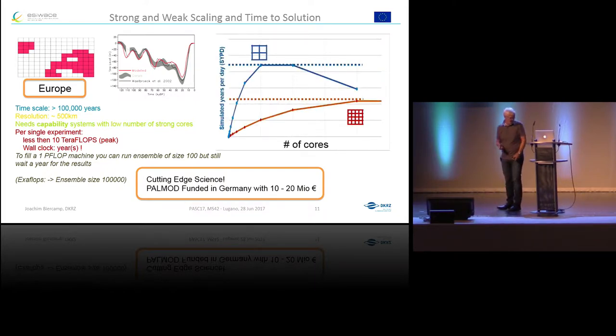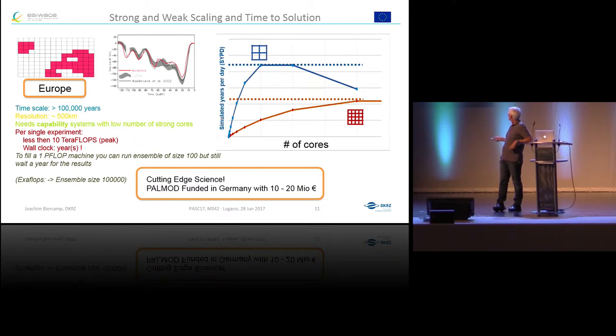And the reason for this is, of course, a strong scaling limit. So if this is our low resolution model, at some point in time we do not have enough work left for a single processor or a single core. So we end up with this maximum number of years we can simulate. If we scale further and use more processors, we get even slower in time to solution.